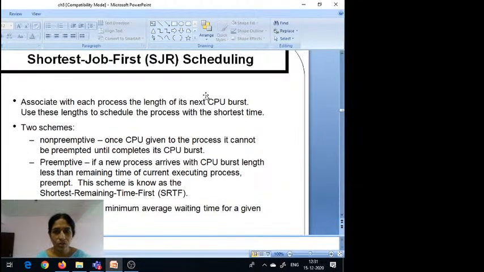This is the shortest job scheduling algorithm. In the last class we discussed the first come first serve manner, which is a non-preemptive scheduling algorithm. And here, which one is processed first?